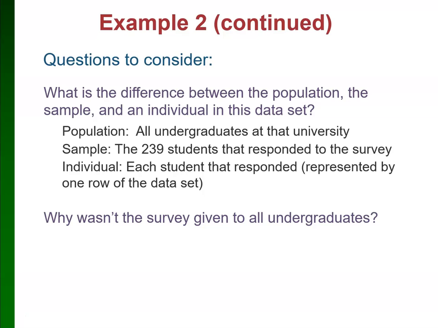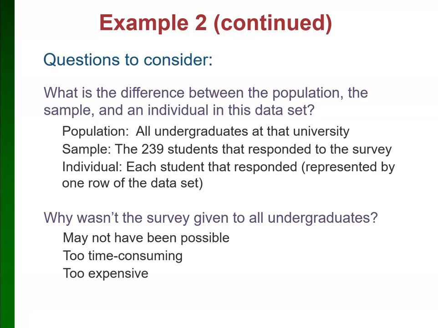Another question to think about is, why wasn't the survey given to all undergraduates? Then we could have had information about the whole population instead of just a sample. Most of the time, it's just not possible to get information on an entire population. In this case, at a university, it would probably be possible to get some information about the entire undergraduate population, but with the questions that were asked in the survey, it is likely to have been either too time-consuming or too expensive to get the survey to all the undergraduates and get them all to return it.